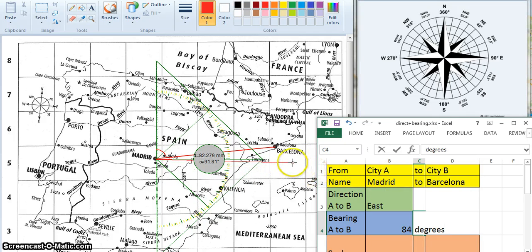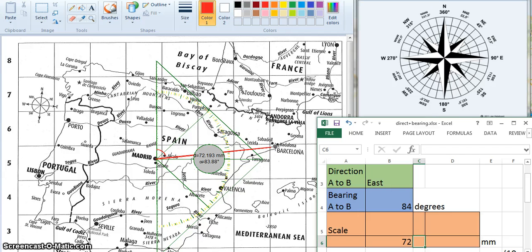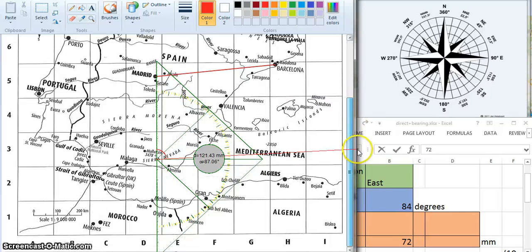Okay, next job, we're going to have to work out what is the distance between these two cities. So we'll want to know what is the distance between them on the map first of all. So I'll get my little red line to go all the way from Madrid to Barcelona. So that looks to be about 72 millimeters on the map. So we will add that in down here, 72 millimeters. Now to work out what is the distance on the ground, we're going to have to look at what the scale of this map is.